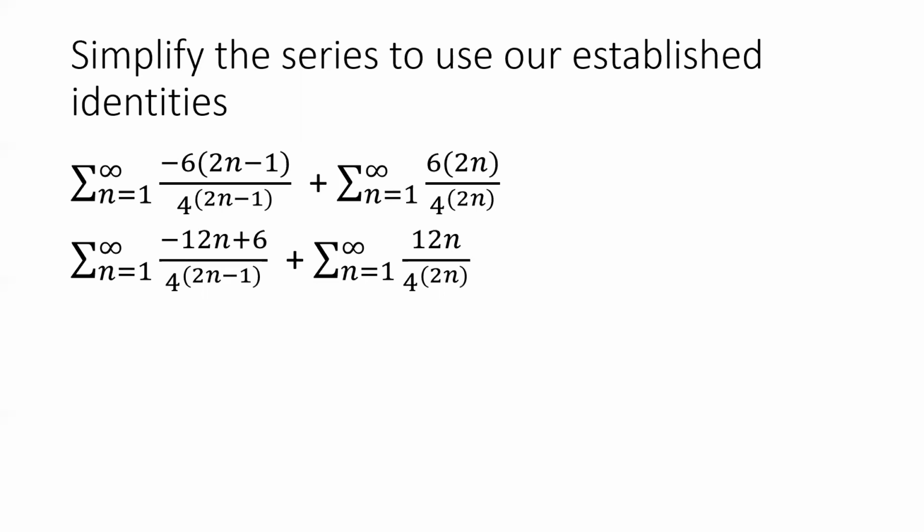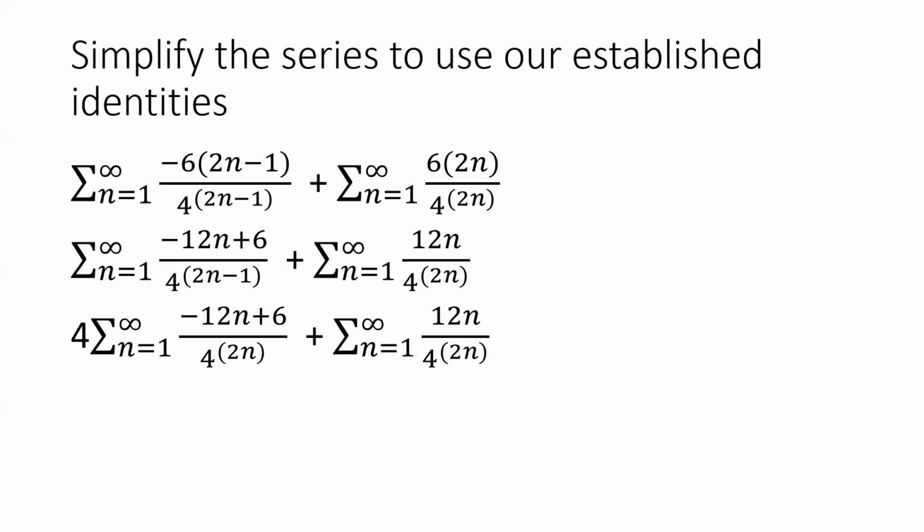That gives me the series of -12n plus 6 over 4 to the 2n minus 1 as my first series, and then 12n over 4 to the 2n as my second series. And much like before, I want both of these series to have the same kind of denominator. It helps a lot when you try to combine series if the denominators are the same. So I need to get rid of this -1 here. And like we established, when it's a -1, that means it's 4 to the -1 power in the denominator, which actually means it translates to being a coefficient of 4. And so I can just pull out a 4.